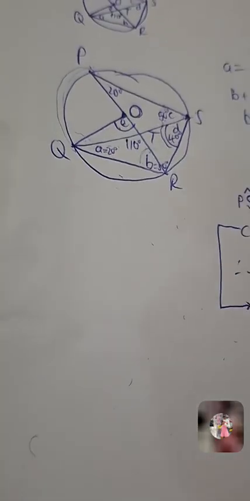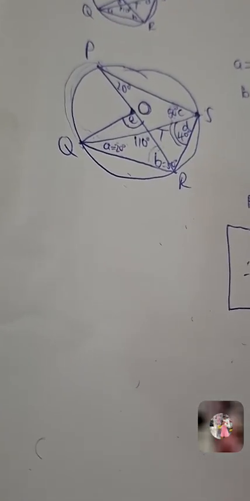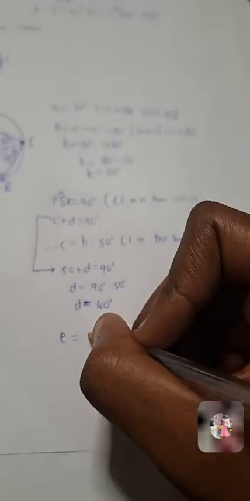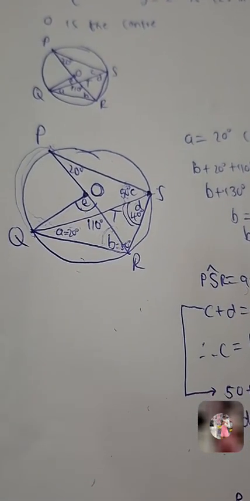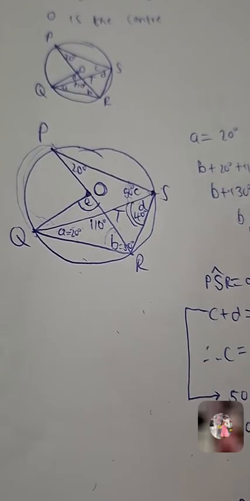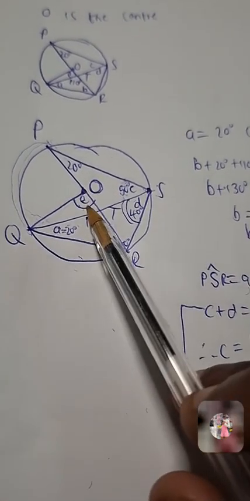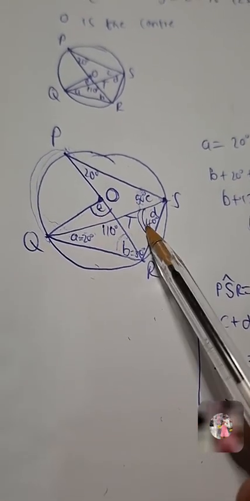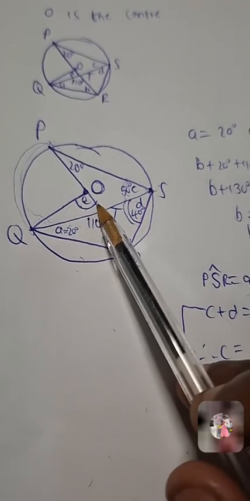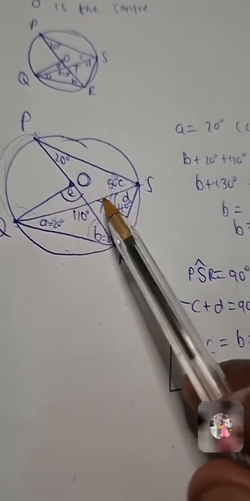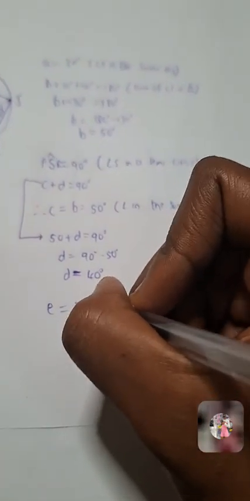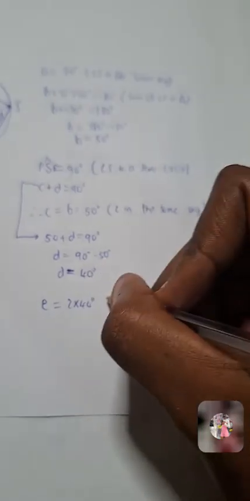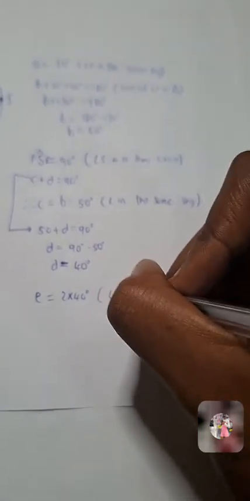Therefore, okay. So must I write this down? E is equal to, you said, half of D, which is 20? Is it? So you're saying E is half. So angle at the center, you're saying is equal to 2 times angle at the circumference. So E is equal to 2 times the 40 degrees.